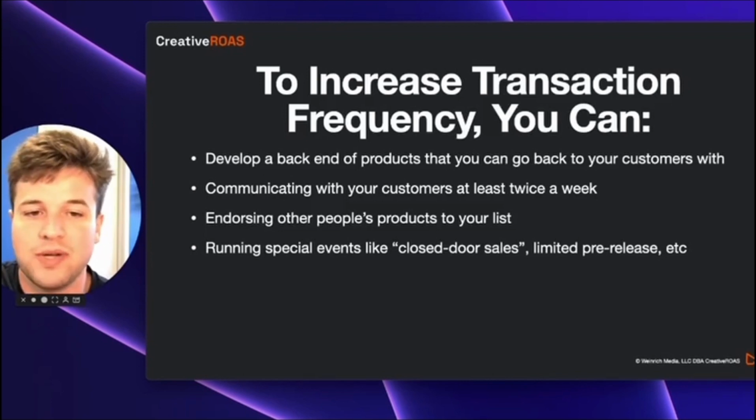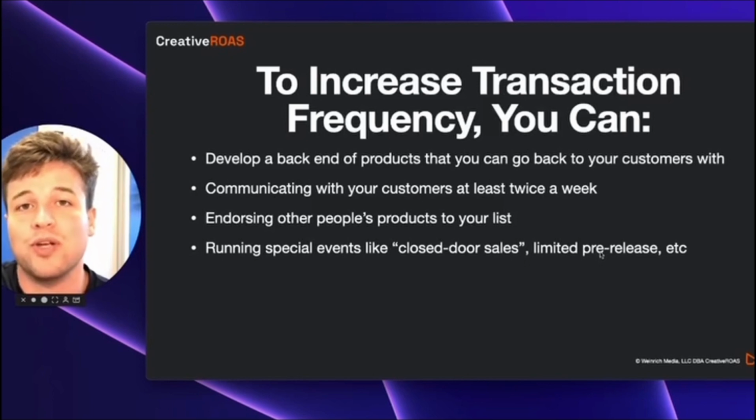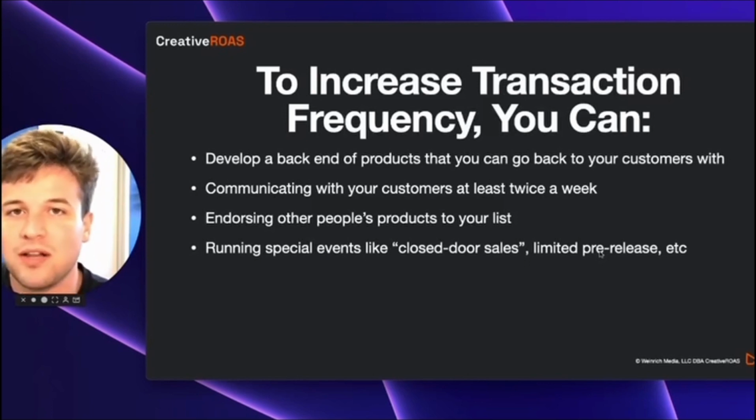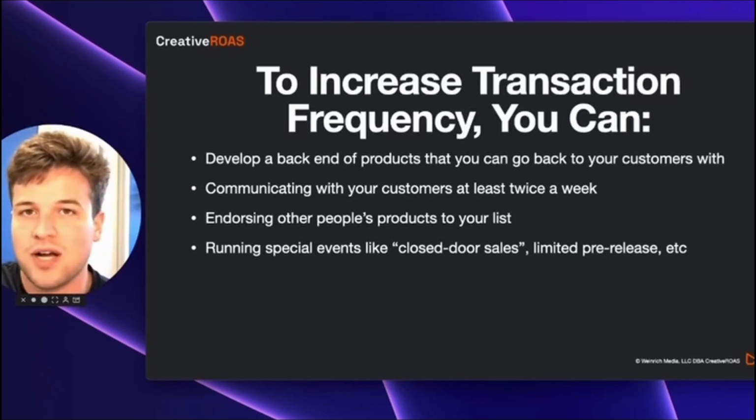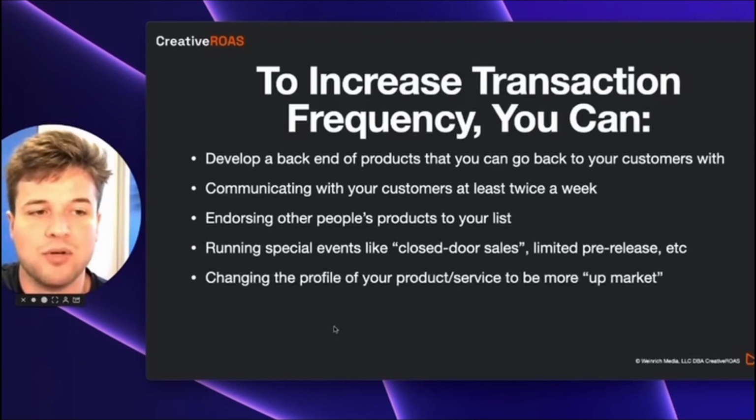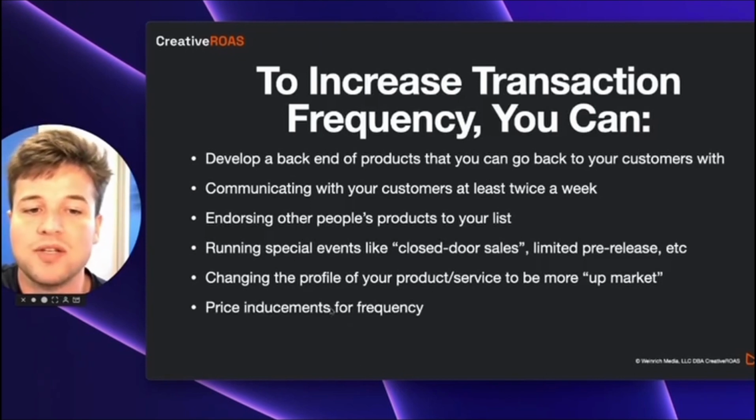Okay, so you want to be careful with this one, but it's a great way to do it, especially pre-releases, like pre-orders and stuff like that. Hey, put it down to $5 deposit, and you'll get $10 off on this product. It's a great way to do that, okay? Changing the profile of your service, again, to be more upmarket like we talked about in the last one. And then price inducements for frequency.